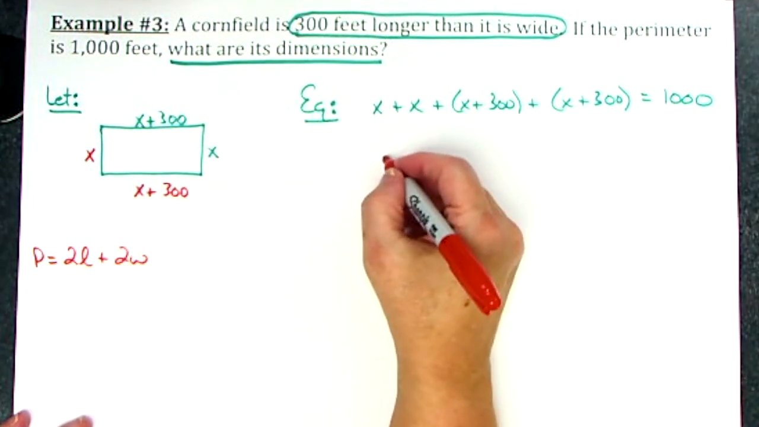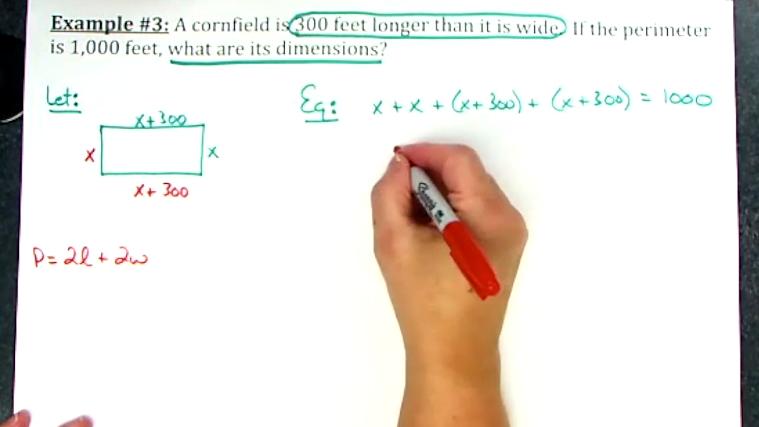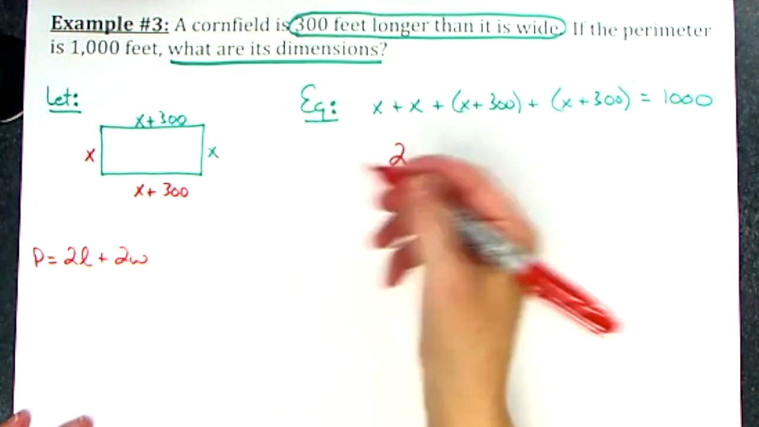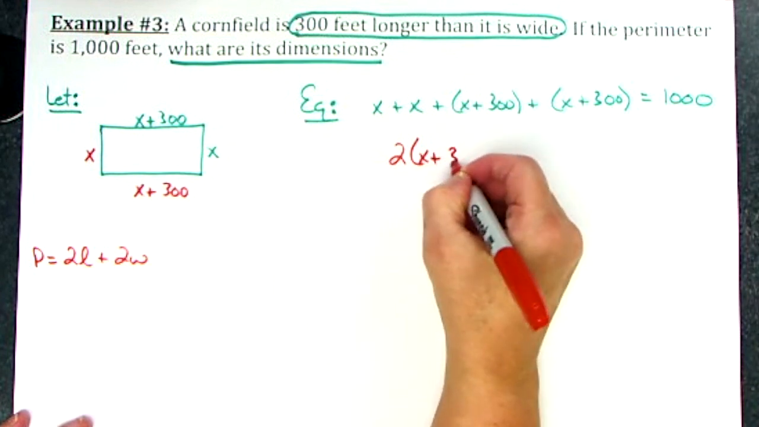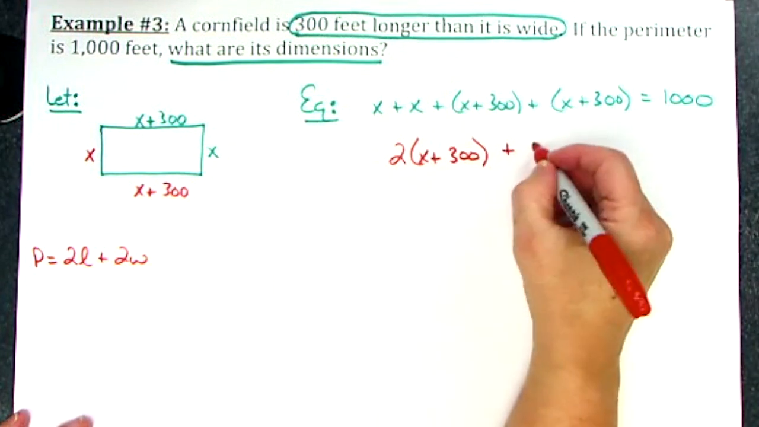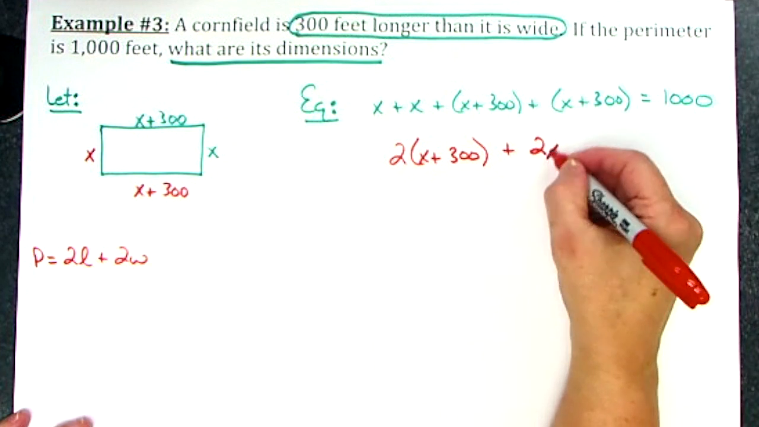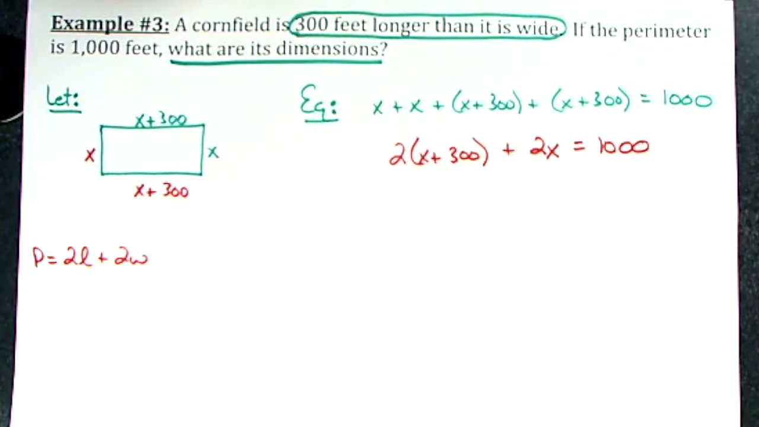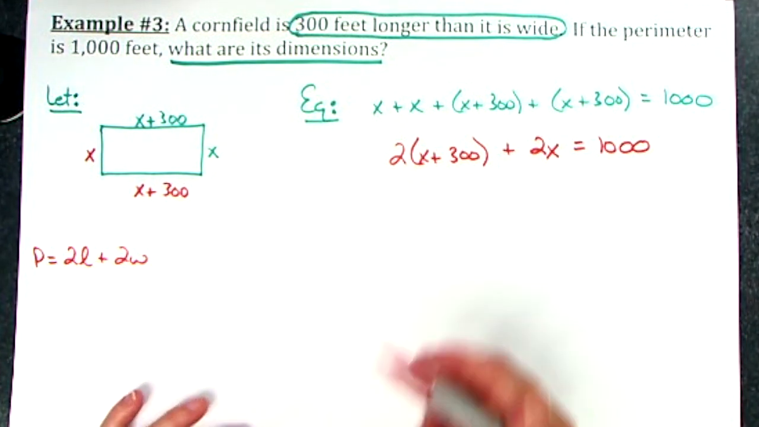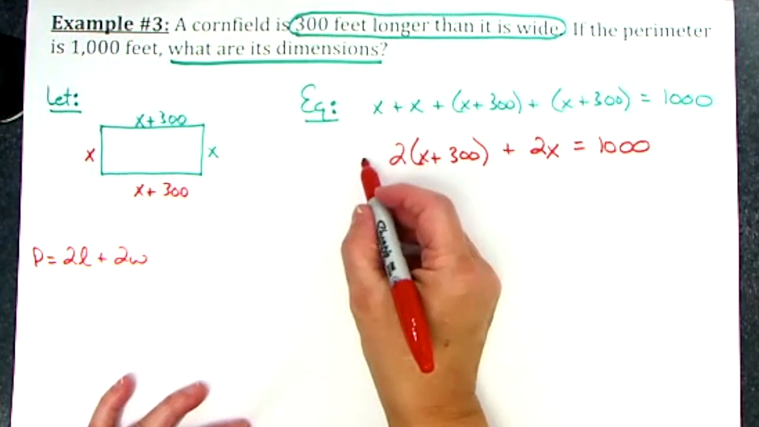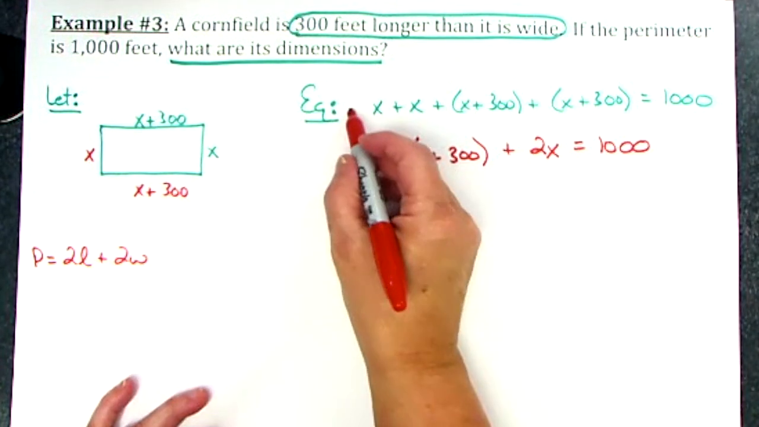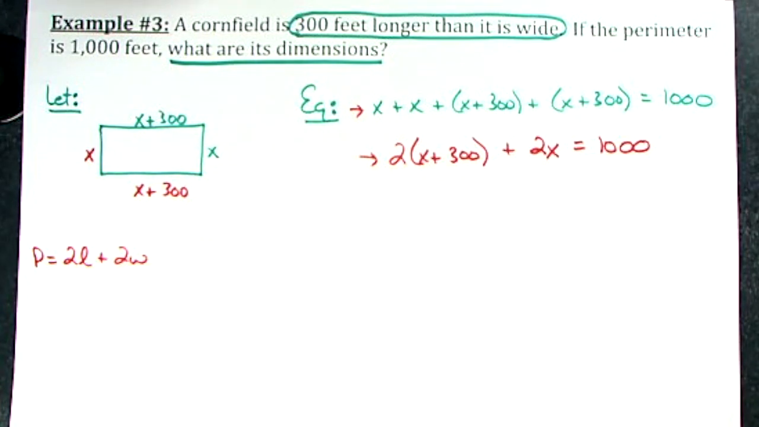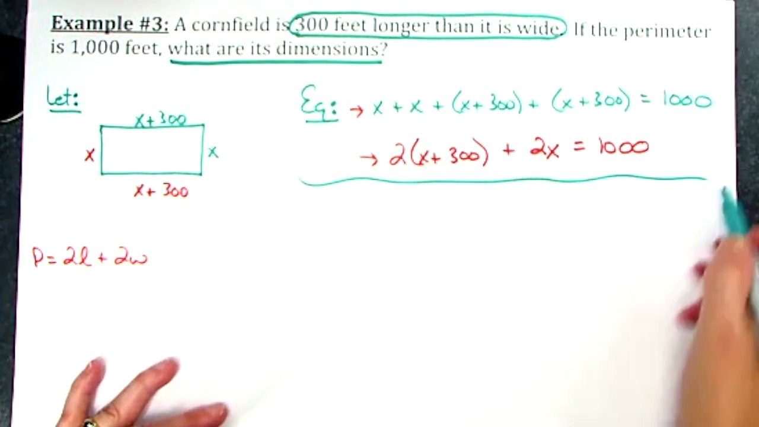It doesn't matter. So I could do, but I'm not going to say equals P, I'm going to do 2 times whatever the length is, X plus 300, and then 2 times whatever the width is, and equals 1,000. Those are the same equations. They're equivalent. No, I haven't done any math. I chose to do a different approach. This one used that formula. This one up here just used, okay, I'm going to add up all the sides and get the perimeter. Doesn't make any difference. So 2 possibilities on that one.